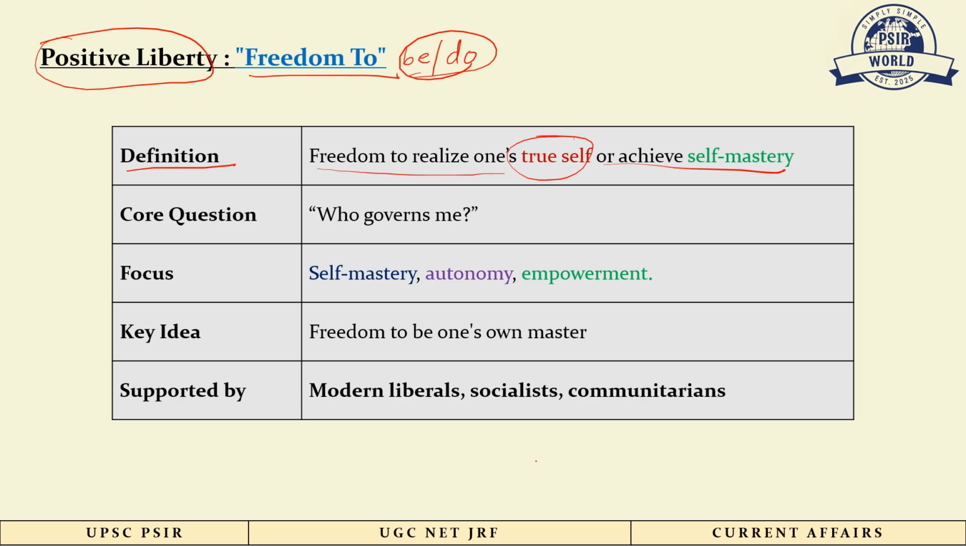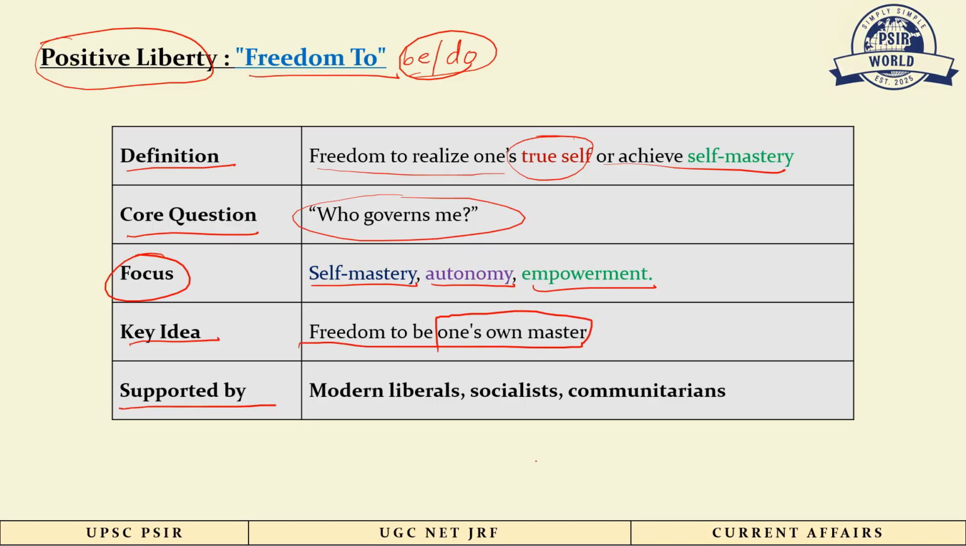The core question of positive liberty is: who governs me? It means who has the power to control my choices, to control the things one needs to realize their true self. So the focus of positive liberty is on self-mastery, autonomy, and empowerment. The key idea in positive liberty is freedom to be one's own master. It is supported by modern liberals, socialists, and communitarians.